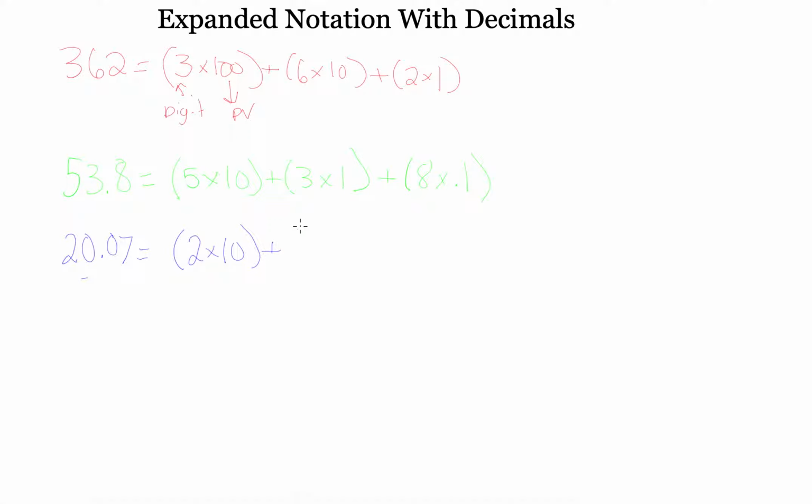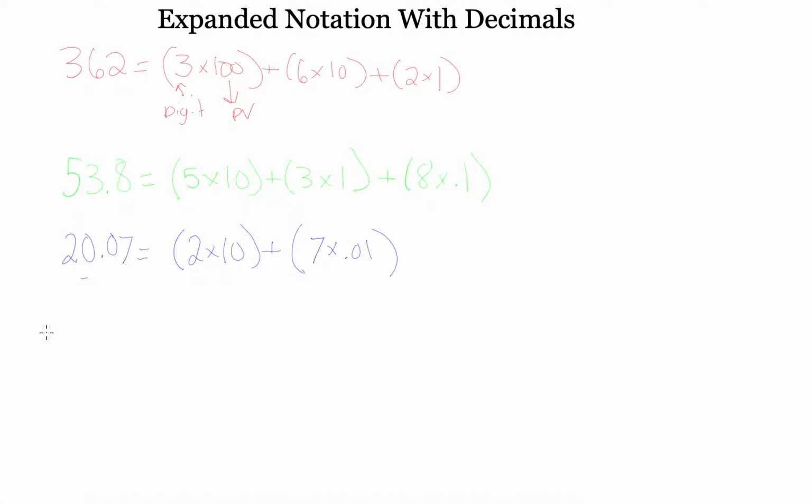Then we're going to add on our next digit. So our next digit is this 7. So the 7 is in the hundredths place. So I would say it's 7 times 1/100th. So if you would multiply these out, 2 times 10 is 20, and we have 7 times 1/100th equals 7 hundredths. All right, let's try one last one.